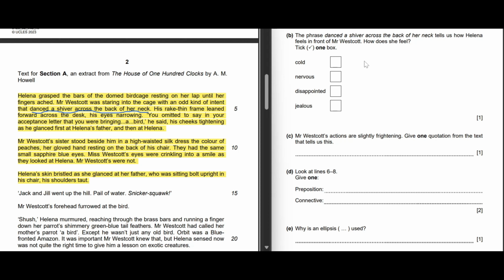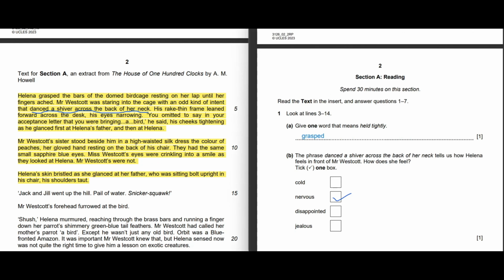Alright guys, we're going to reveal the answer. If you have not finished, you may pause this video. You can see the answer is actually revealed in here from the sentence. So let's open up the answer. Okay, it's nervous. Let's move on to question 1C, guys.